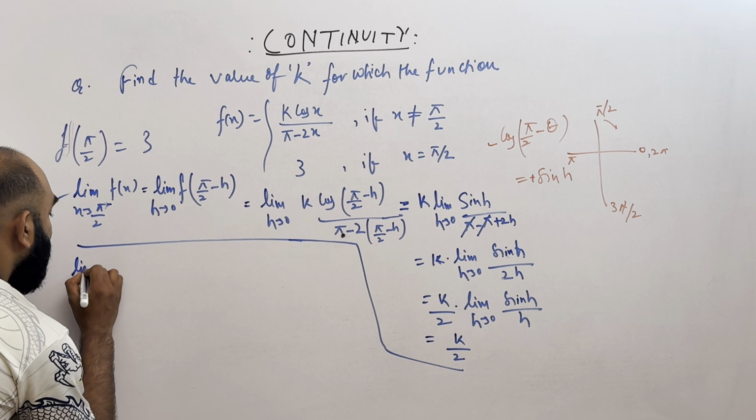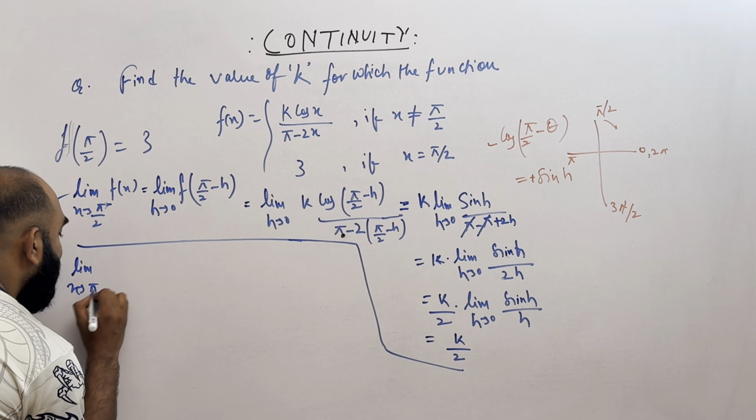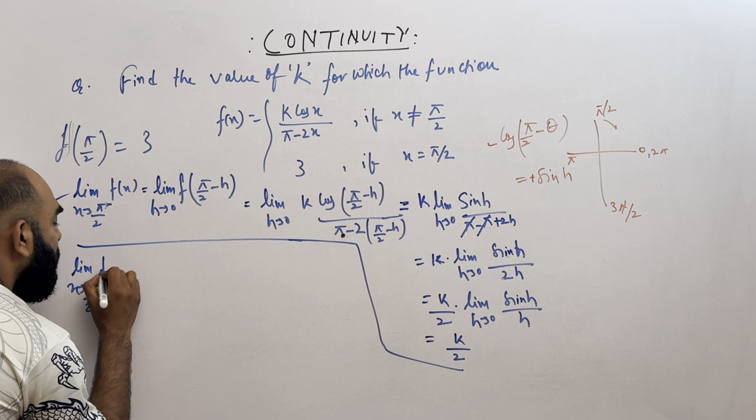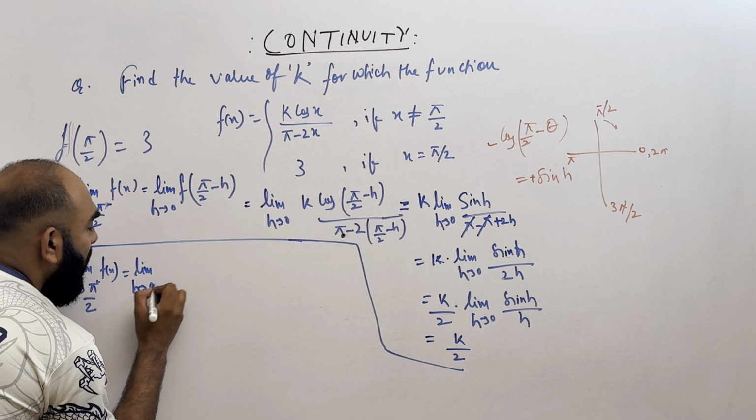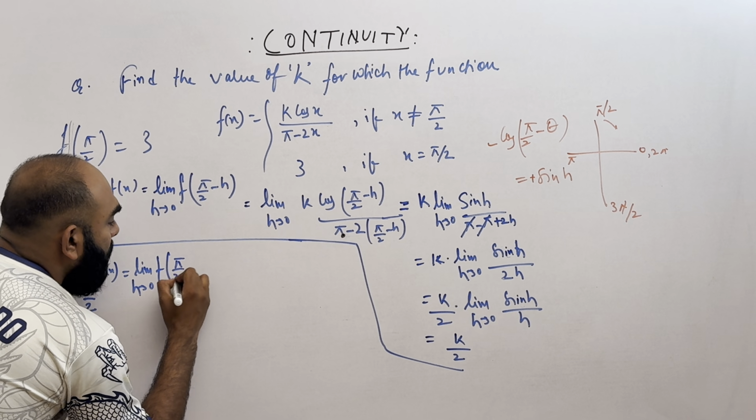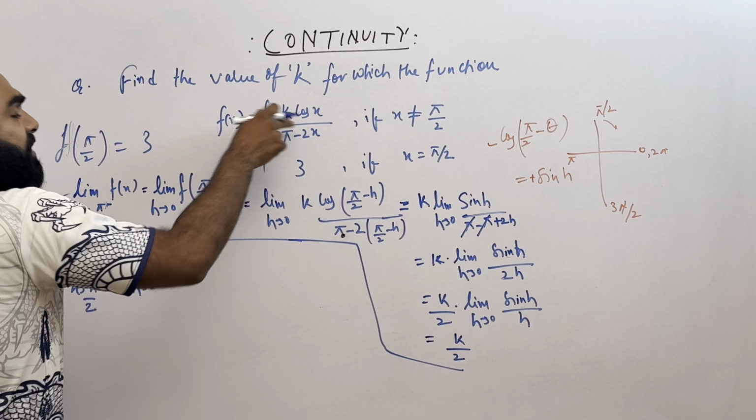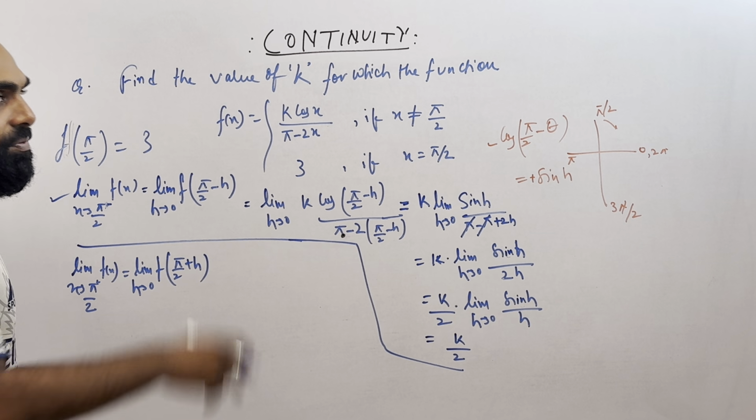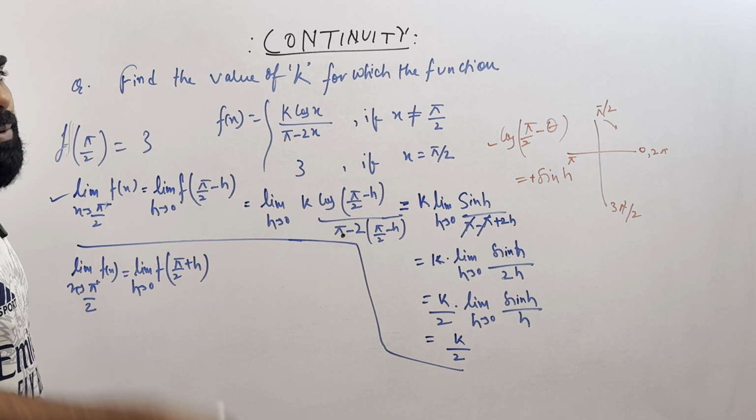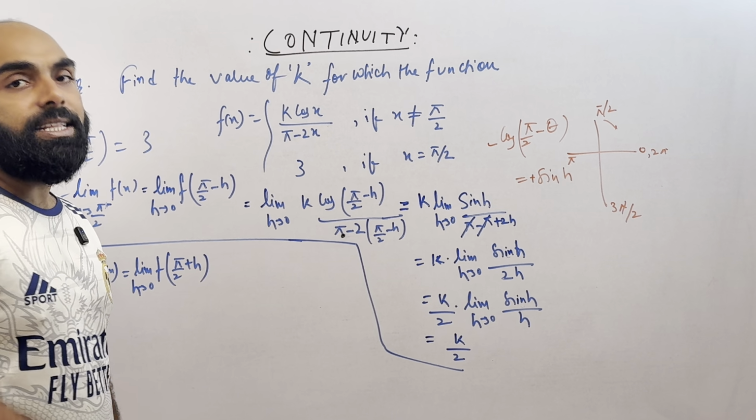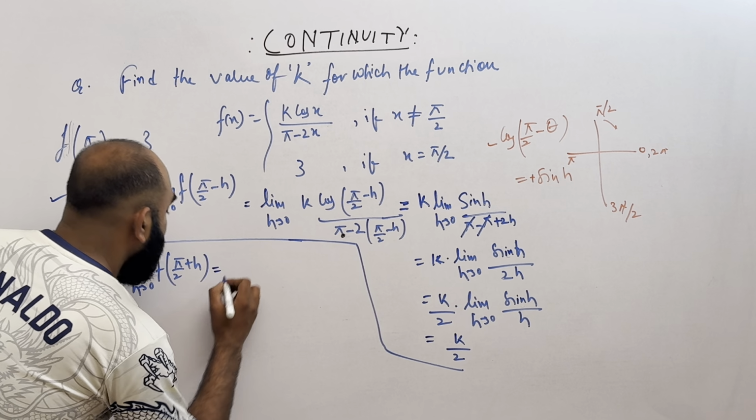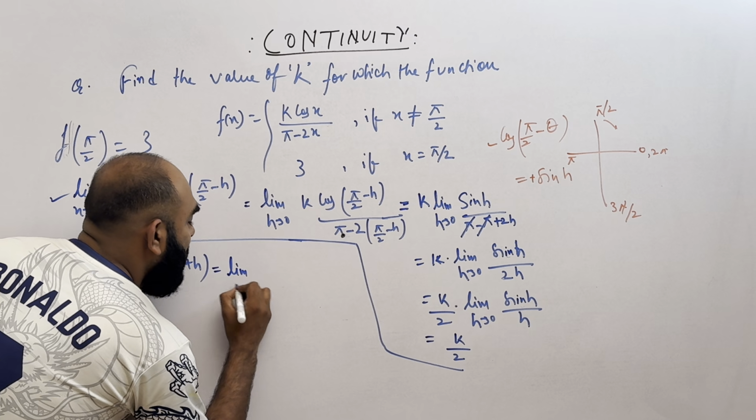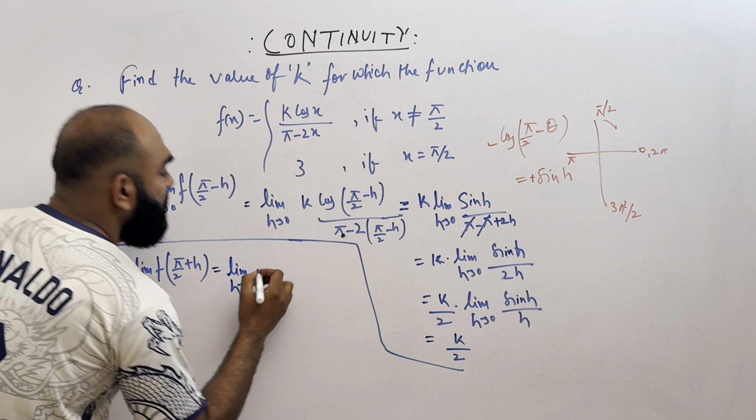Limit x tends to pi by 2 plus f of x is equal to limit h tends to 0 f of pi by 2 plus h. Which formula, sir? The same function, which is defined for x less than pi by 2 and x greater than pi by 2. So if I put it in the function, again the same thing.